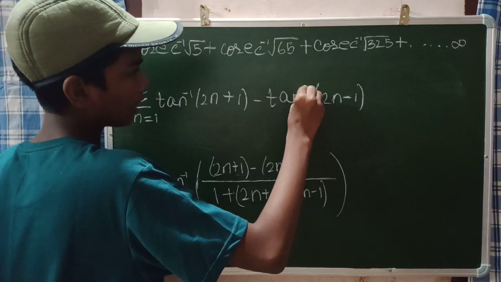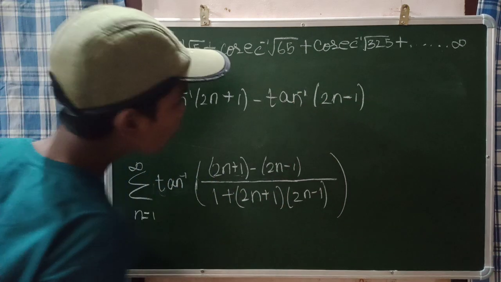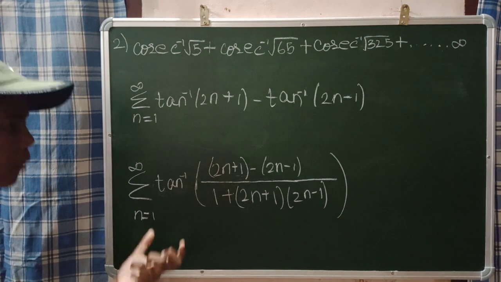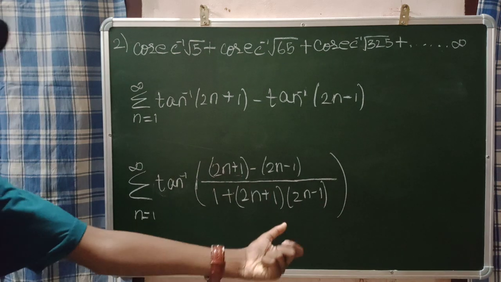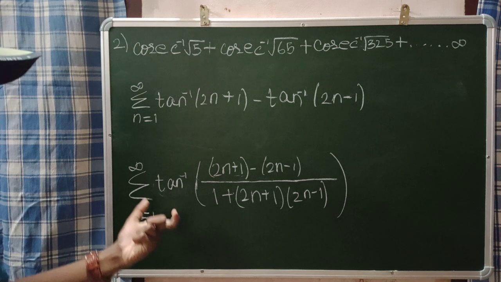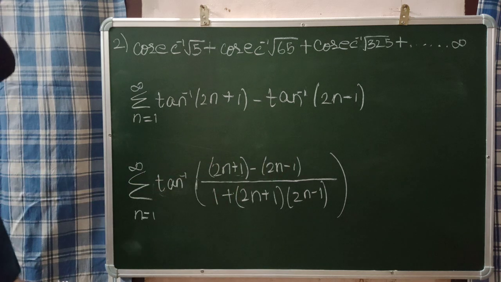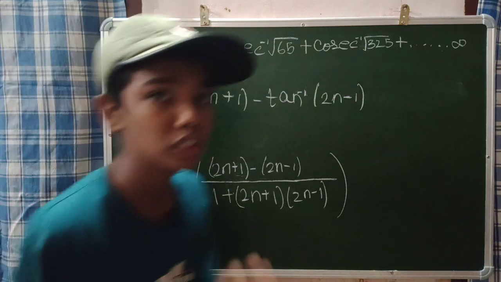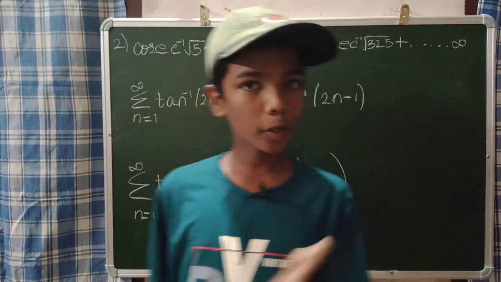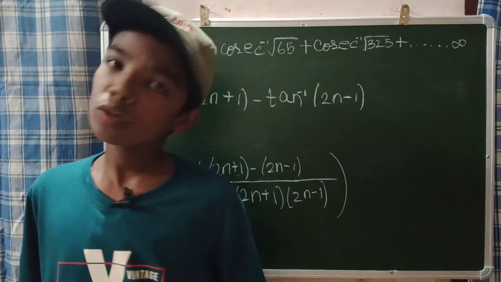That is what I did now. So this looks like a form of tan of a minus b to 1 plus ab. So this can be written as tan of a, which is 2n plus 1, minus tan of b, which is 2n minus 1. That's by using the formula of tan of a minus tan of b, which is tan of a minus b divided by 1 plus ab. That's how I am converting it.